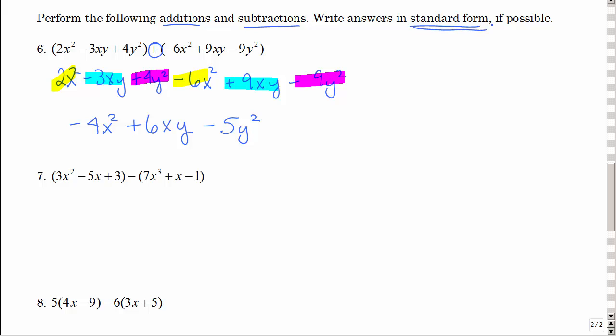Can I write this answer in standard form? No, I cannot. Because what's that degree? 2. What's that degree? 2. Remember, you add the exponents. What's that degree? 2. Since they're all of degree 2, it doesn't matter what order you write this in. I just happen to write it in this order. So again, that's why it says, if possible, on that standard form.